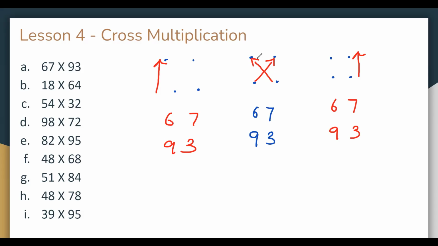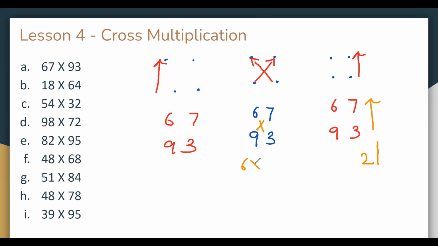So the first thing that we are going to do is we are going to multiply this. So 7 times 3 is 21. Okay, so what you can do is you can write the 2 in a small way and 1 as a big number. The second step is we're going to cross it.